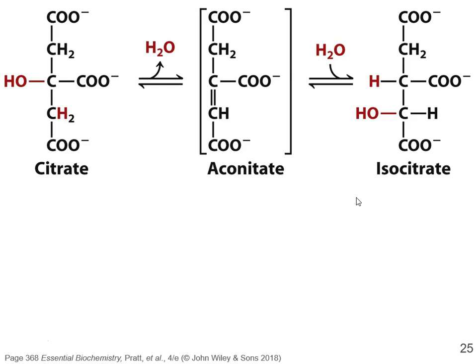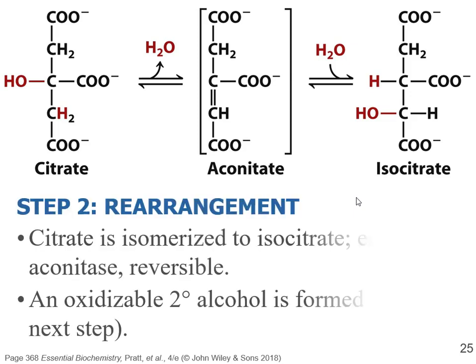So here's the next step. Citrate is converted to isocitrate, and that involves a dehydration and then a rehydration, and the intermediate is aconitate. So the enzyme here is called aconitase, and it is named for its intermediate, which is why I wanted to show it to you.